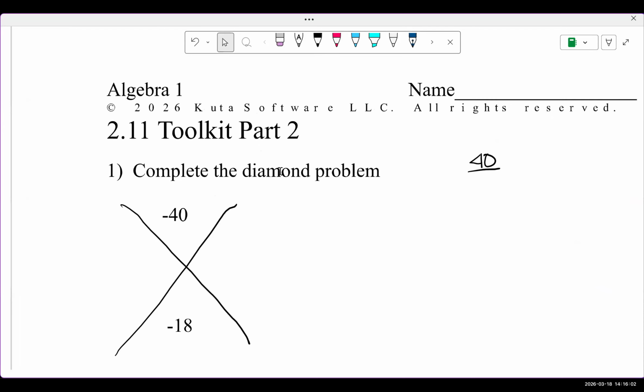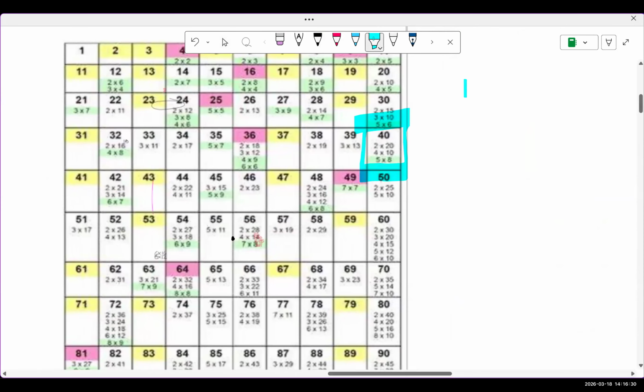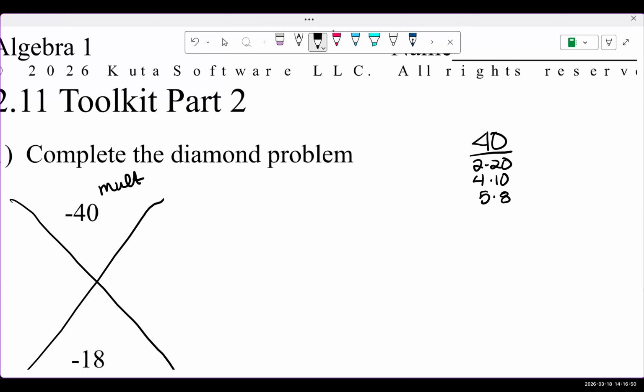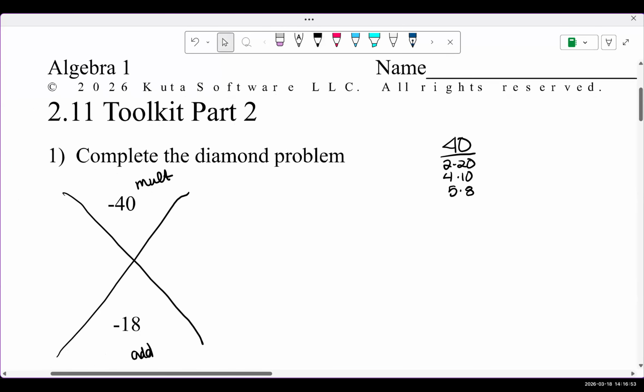So let's look at number one. We have a diamond problem. So draw the diamond around these numbers. We need two numbers that multiply to get negative 40 and add to get negative 18. So we check our chart of factors and we see that 40 is 2 times 20, 4 times 10, and 5 times 8. Okay, so now I want two numbers who multiply to get negative 40, which is all those pairs, and add to get negative 18.